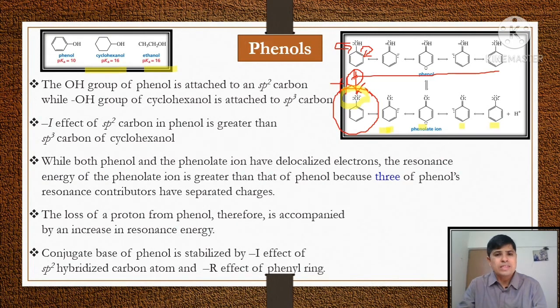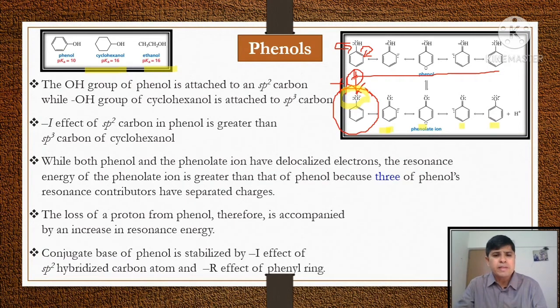So why is phenol more acidic than cyclohexanol or ethyl alcohol? No doubt phenol or cyclohexanol will give a proton. After donation of the proton, there is formation of the conjugate base, and that conjugate base in case of phenol is well stabilized as compared to cyclohexanol or ethyl alcohol. We have shown how it can be stabilized: there is delocalization of the negative charge of the oxygen anion of the phenolate anion, or we can say phenoxide ion, in the aromatic ring. Such stabilization is not there in case of ethyl alcohol.